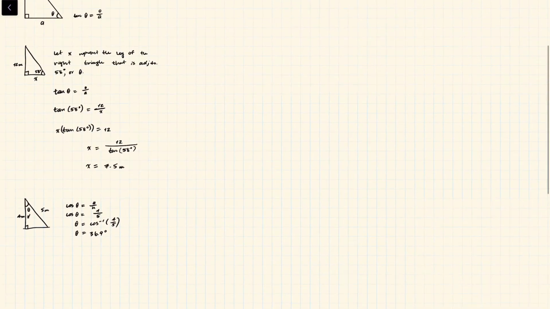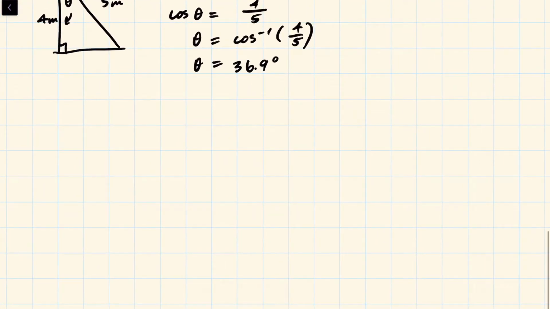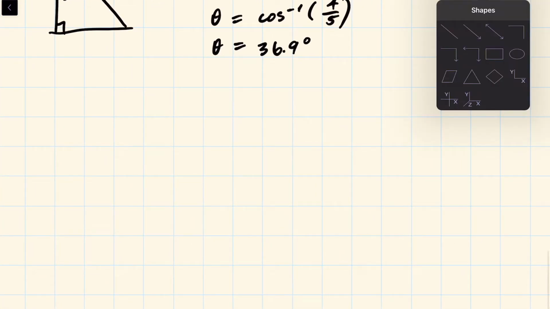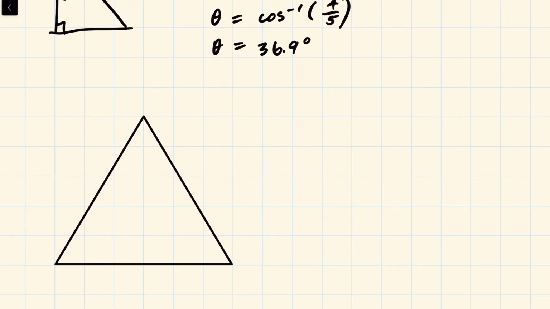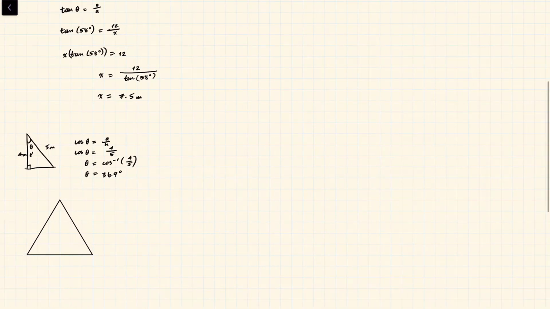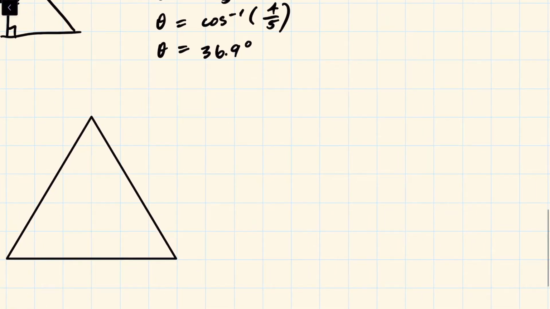Perfect. What if it's not a right triangle, though? What then? So let's say we have a triangle like this. Okay, no right triangles here. We're going to use two laws here: the sine law and the cosine law.